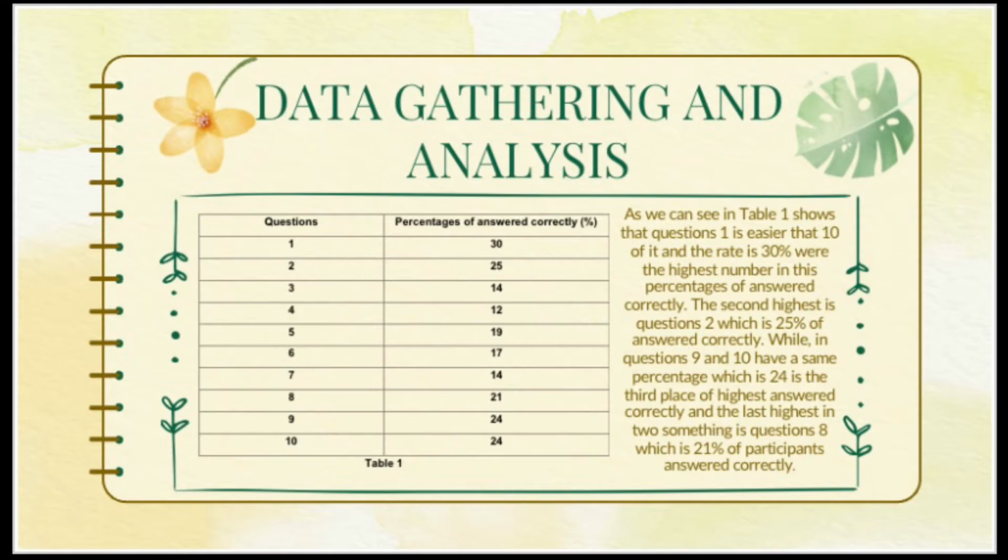As we can see in table 1, question 1 is the easiest of them all, and the rate is 30%, which is the highest percentage of correct answers. The second highest is question 2, at 25% correct, while questions 9 and 10 have the same percentage, which is 24%, the third place. The fourth highest is question 8, which is 21% of participants answering correctly.